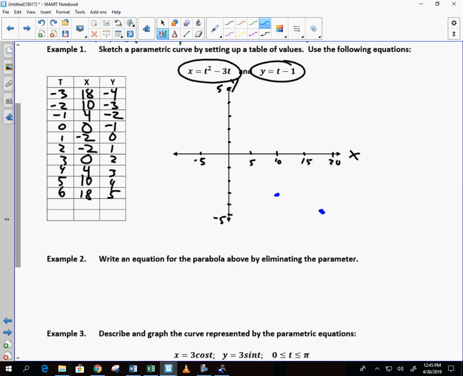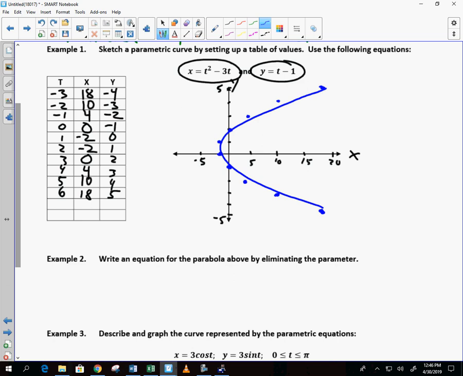I have 4, -2. 0, -1. -2, 0. -2, 1. 0, 2. 4, 3. 10, 4. 18, 5. And you get that kind of shape.